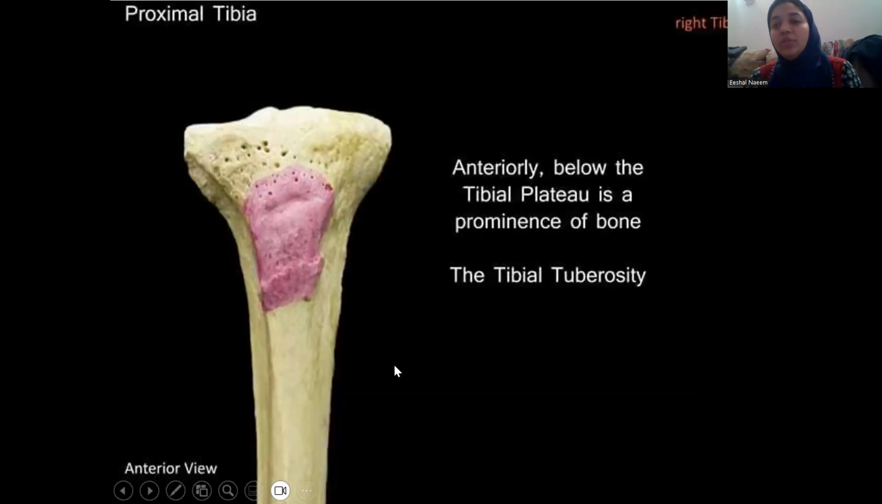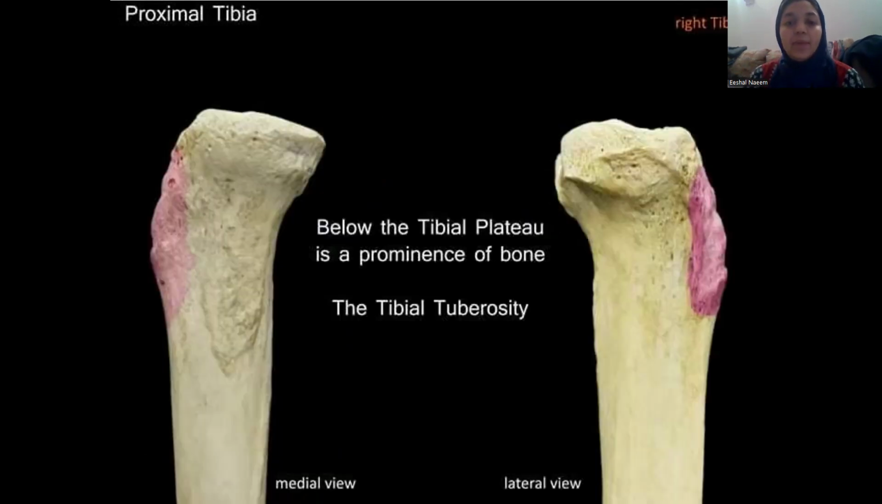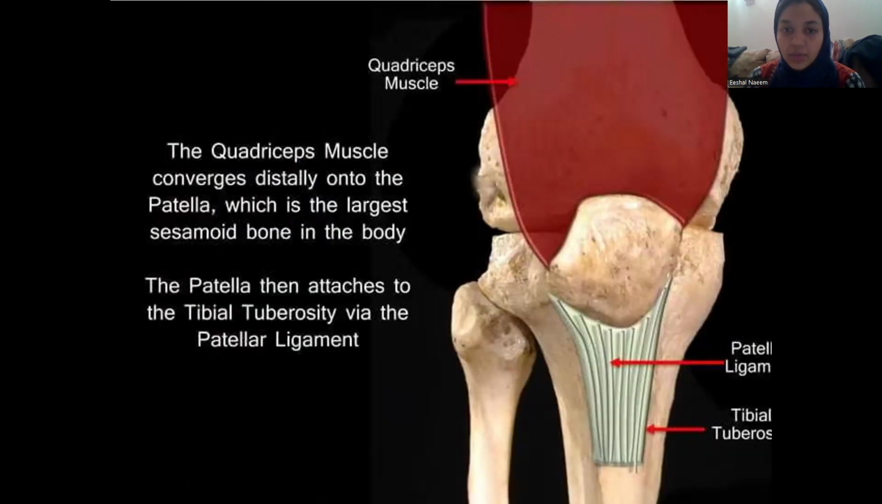Okay, anteriorly below the tibial plateau is the prominence of bone, which I told you exactly here is the tibial tuberosity, right? Below the tibial tuberosity is the prominence of the bone, the tibial tuberosity. Below the tibial plateau is the tibial tuberosity. Now, why is the tibial tuberosity important? The tibial tuberosity helps to insert a ligament.